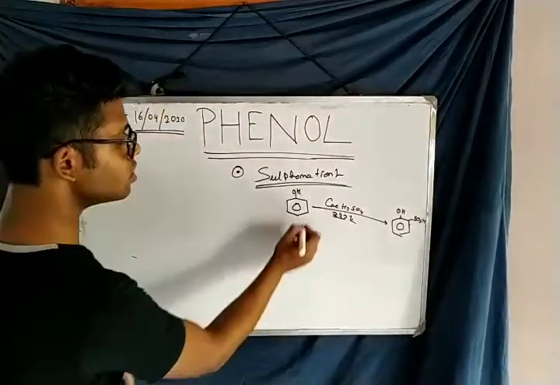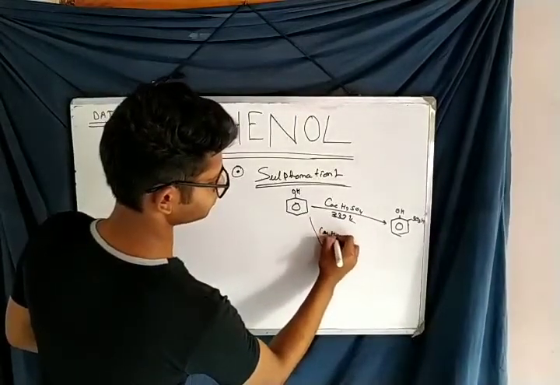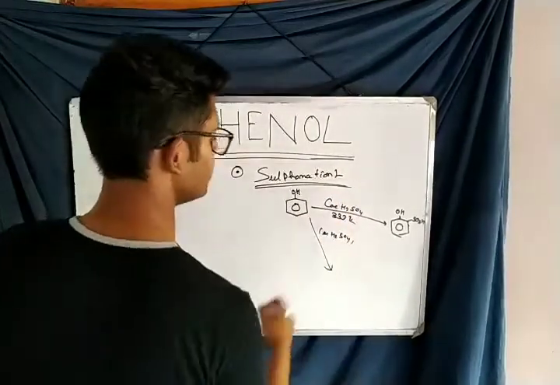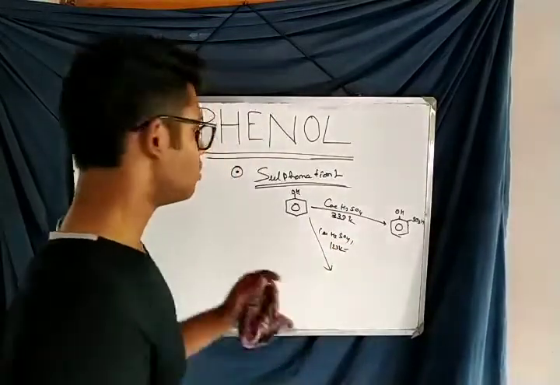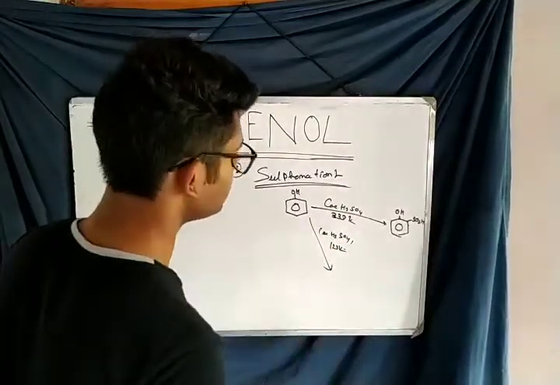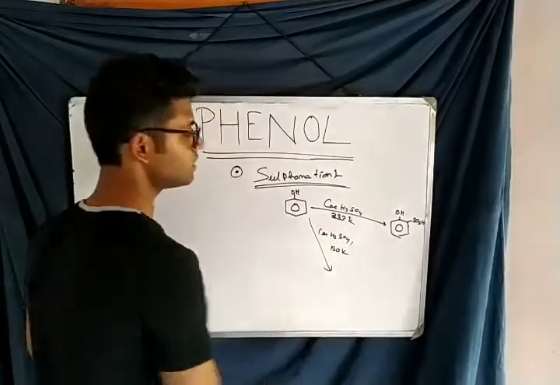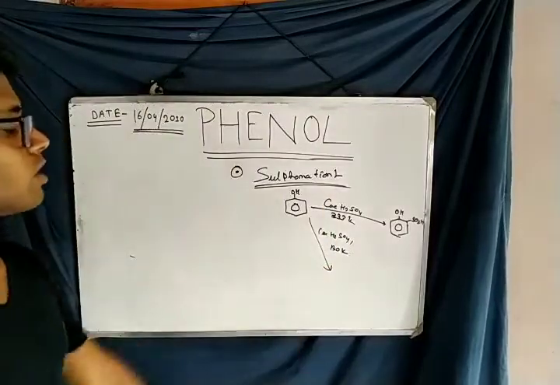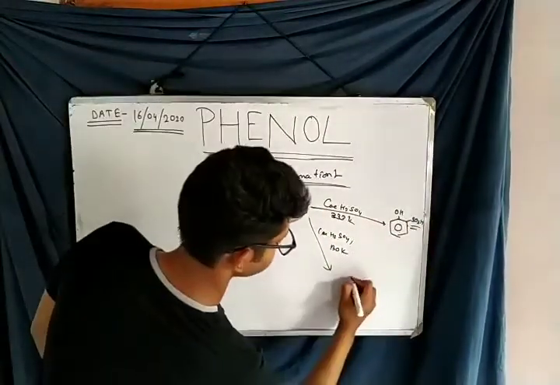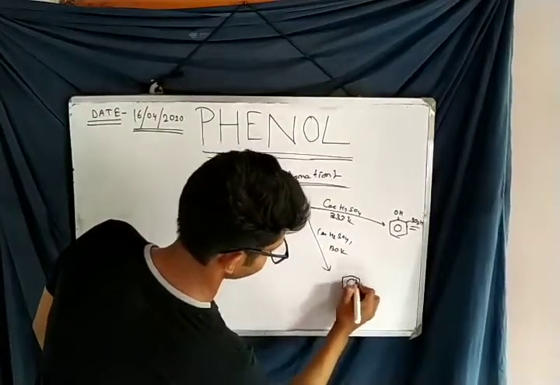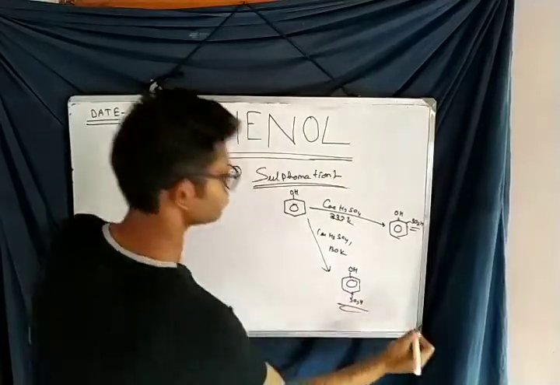But when we use low temperature and concentrated H2SO4, that is 123 Kelvin to 150 Kelvin, I consider 130 Kelvin, the product will be the SO3H group attached in the para position. So this is the product: OH, SO3H. So this is the sulfonation.